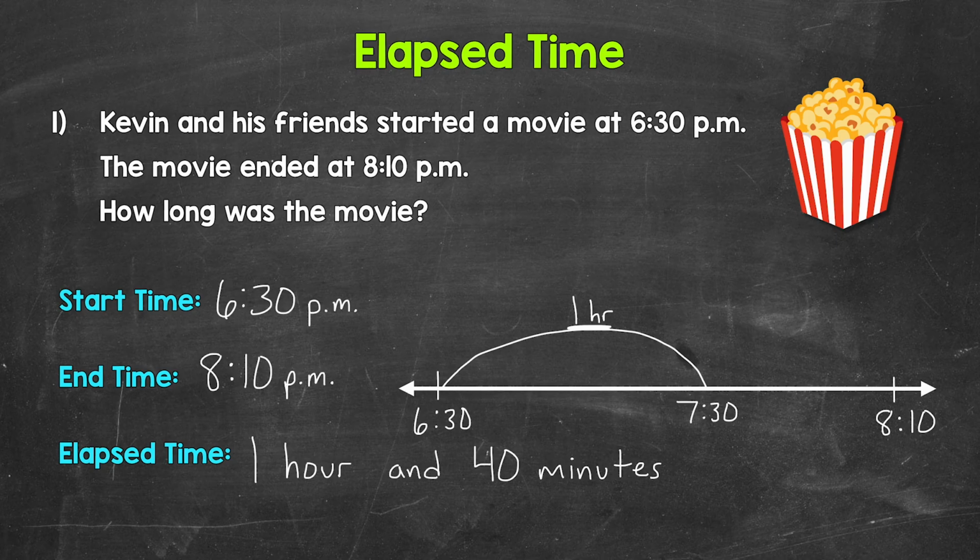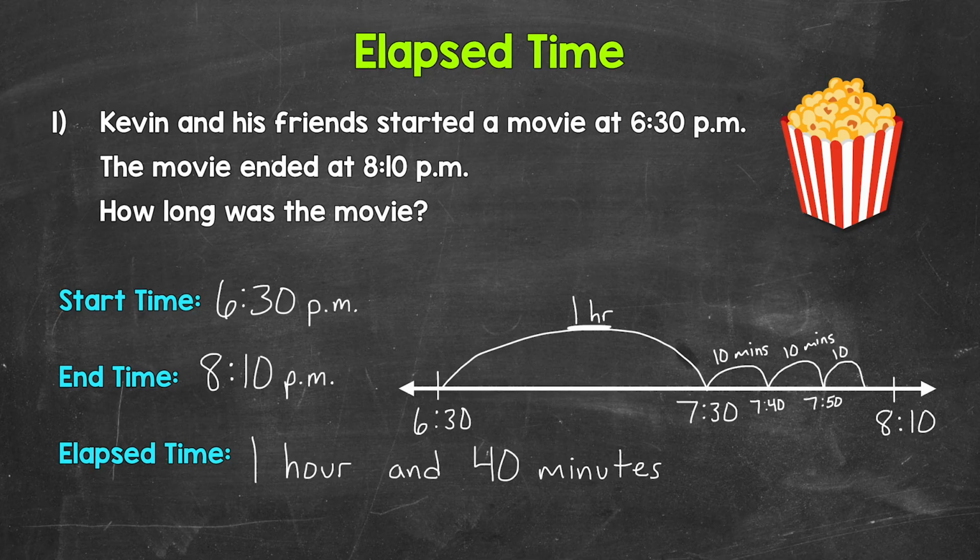So I left that hour jump from 6:30 to 7:30, and now we need to go from 7:30 to 8:10. So for example, another strategy here, could we make 10-minute jumps? Absolutely. So let's make a 10-minute jump from 7:30. That gets us to 7:40.